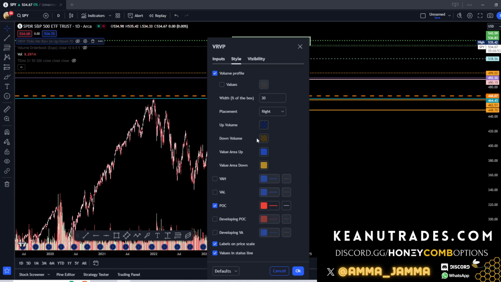For style, I want them all the same color. It doesn't matter to me if it's bullish or bearish volume. I think that could give you a preconceived notion of whether you expect a chart to go up or down. And I don't think that's very smart to do. And then keep your point of control on right here. That's it. So I'm going to switch it back to my default setting.